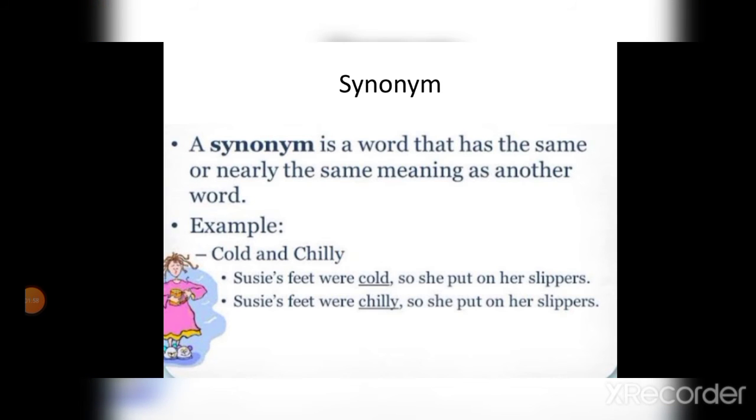Synonym. A synonym is a word that has the same or nearly the same meaning as another word. Example, cold and chilly. Their examples: Susie's feet were cold, so she put on her slippers. We can write it this way also: Susie's feet were chilly, so she put on her slippers.